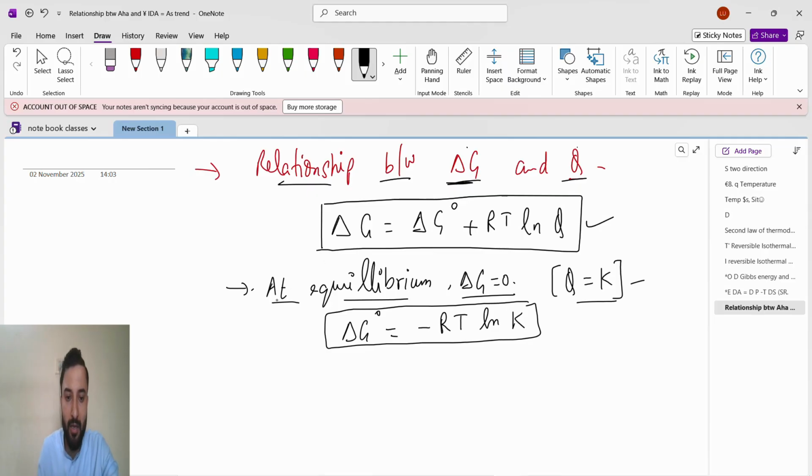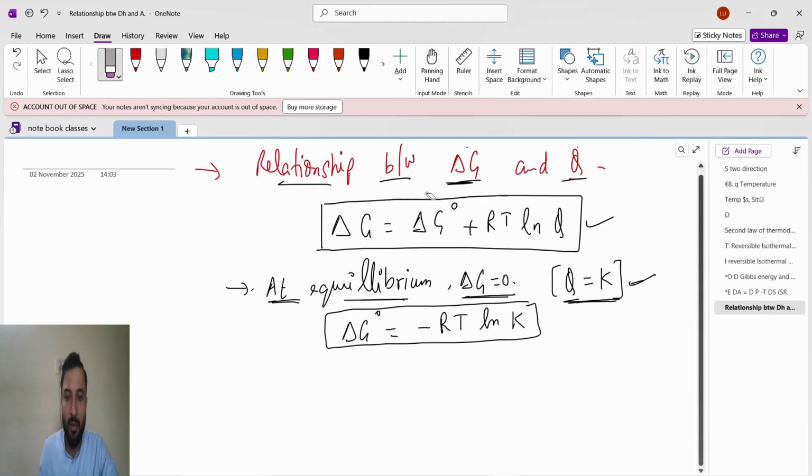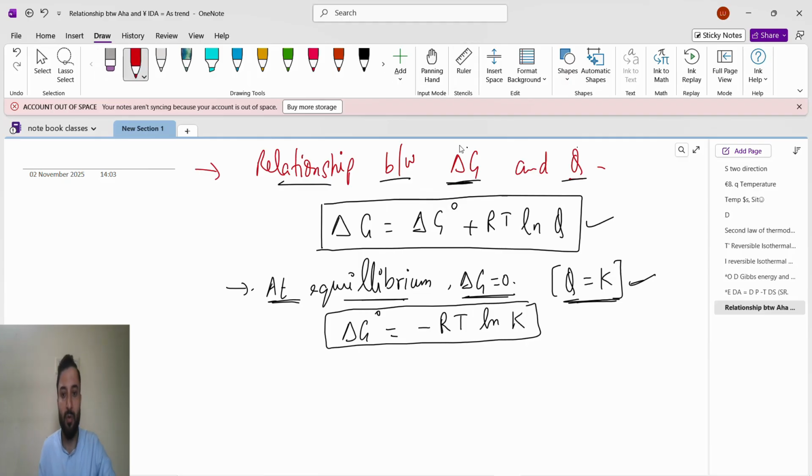Okay, so at equilibrium, what will happen? Delta G is 0. At equilibrium this delta G is 0. So at equilibrium delta G is 0 means what will happen? How will we find delta G naught? We'll send this to the other side, right? So this plus RT ln Q will go to that side to become minus RT ln Q. But at equilibrium the reaction quotient is equal to K. K means equilibrium constant.